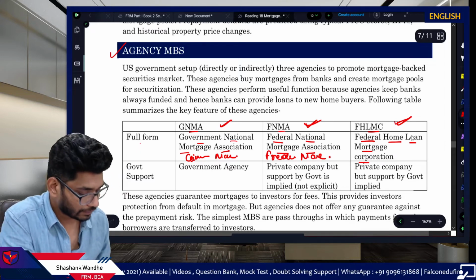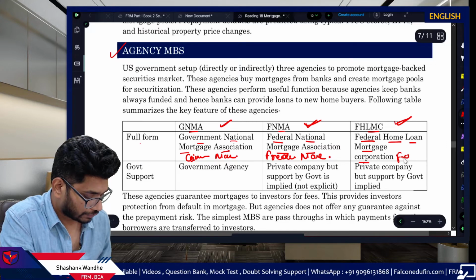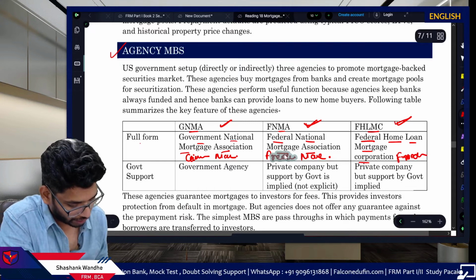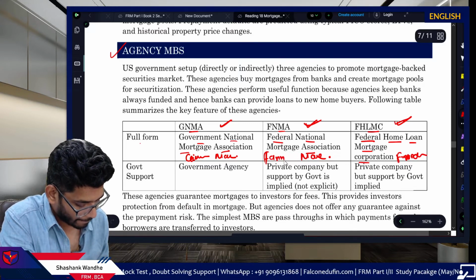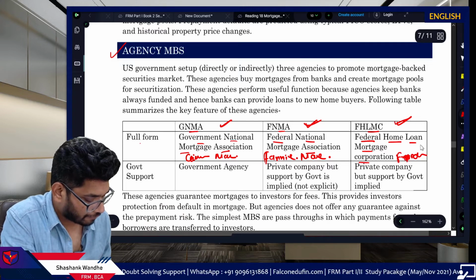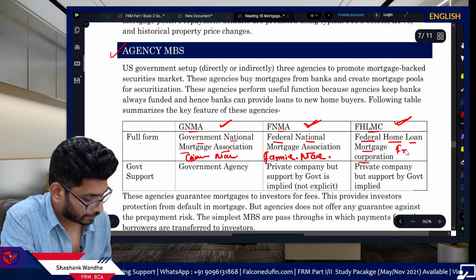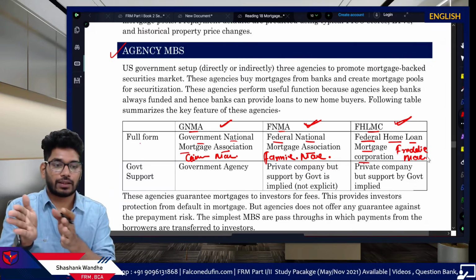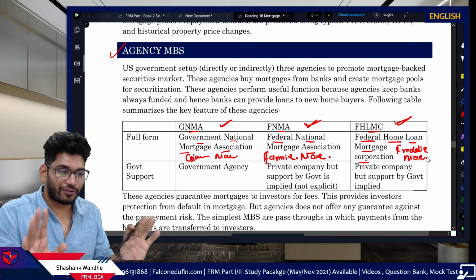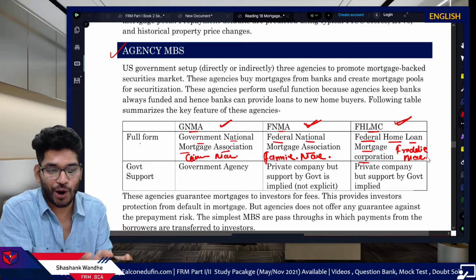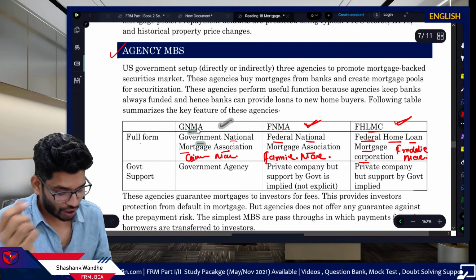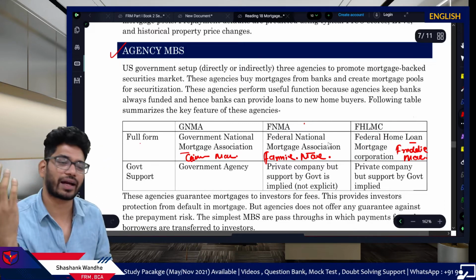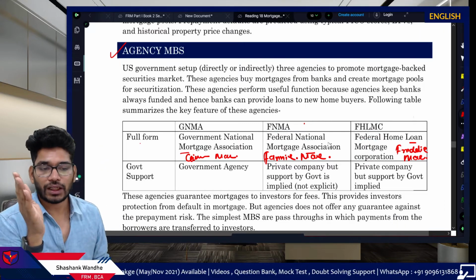Okay, Ginnie Mae, Fannie Mae, and Freddie Mac. This is again the abbreviation or kind of a short form for these long names. Again, these are not my names. This is used by the Fed or the US markets and everything. Okay, so these are 3 associations.